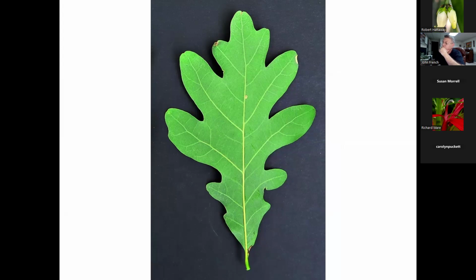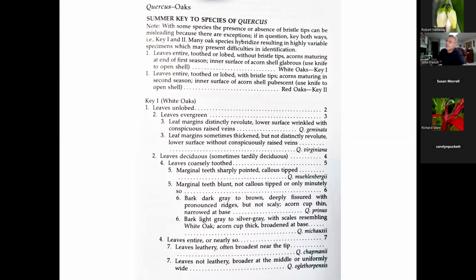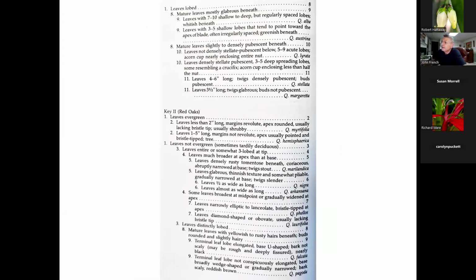Now, this is an outline of that. This is a picture of the underside of the leaf, but I can't see any hairs in this picture, and it's not really all that clear. But we're going to have to take my word for it that there's no hairs.